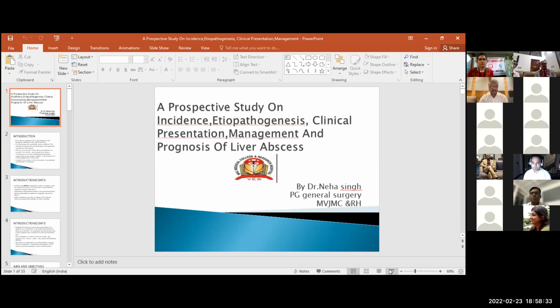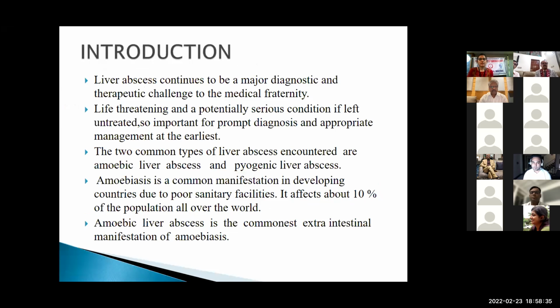Coming to the introduction, liver abscess continues to be a major diagnostic and therapeutic challenge to the medical fraternity. It is a life-threatening and potentially serious condition if left untreated, so prompt diagnosis and appropriate management at the earliest is important. Two common types of liver abscess encountered are amoebic liver abscess and pyogenic liver abscess.